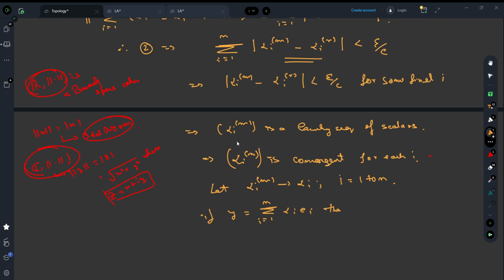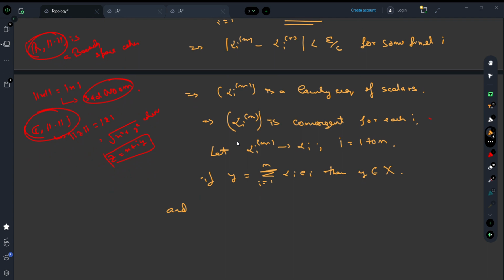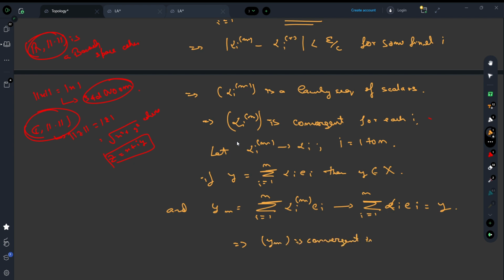Then if y is chosen to be the summation i equals 1 to n of alpha_i e_i, first of all y is clearly in X because it's a linear combination of the elements e_i. It is very easy to observe that the sequence y_m, which was the summation of alpha_im e_i, will tend to the summation of alpha_i e_i as m tends to infinity, and this is nothing but y. So y_m converges to y inside X because y is an element of X, so this implies y_m is convergent in X, and this implies X is complete, hence a Banach space. Clear?